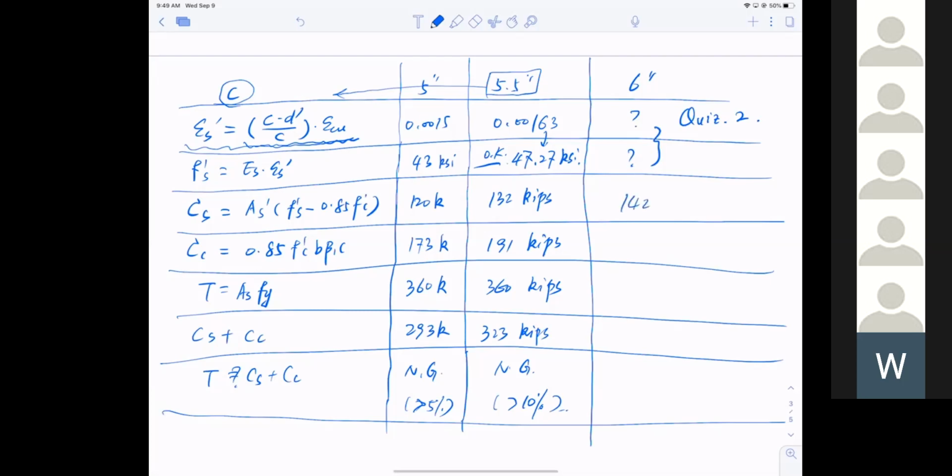So this is 142 kips for the CS, 208 kips for the CC, and 360 for the tension again, and I come up good. I now have a total compression of 350 kips. Now this is only about 3% error, so great, working okay, because this is less than 3% error, which is less than 5. Okay, so I got it right in the last round.